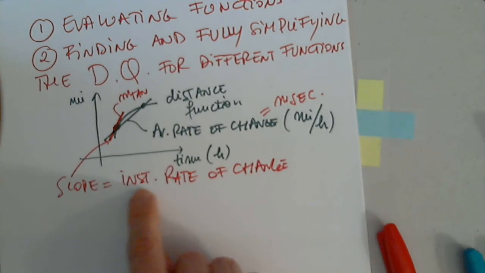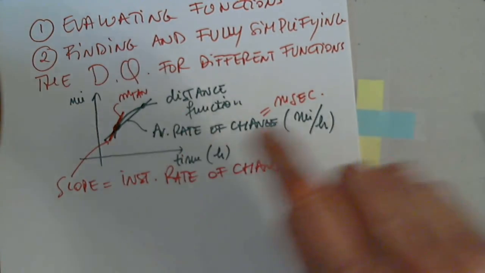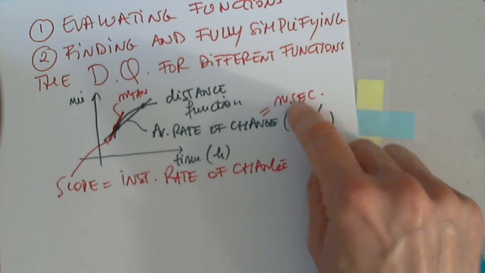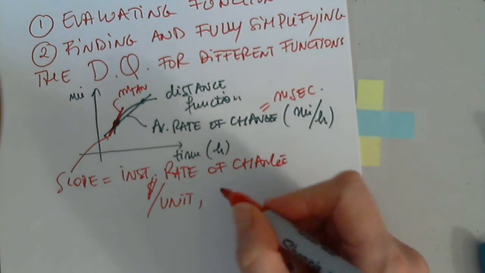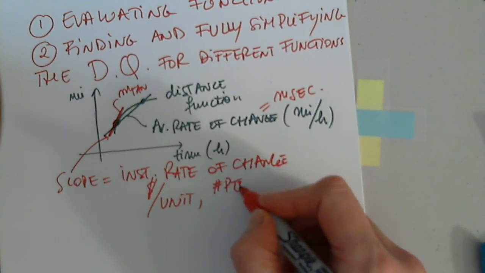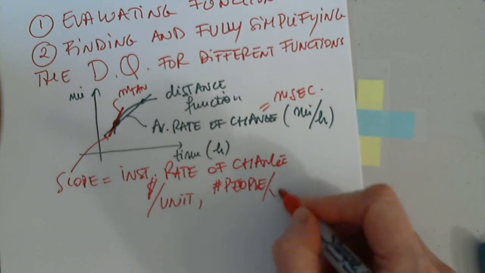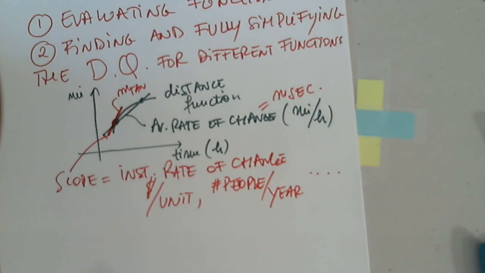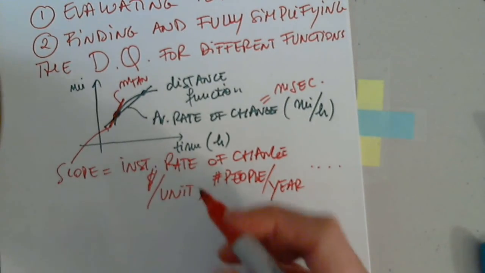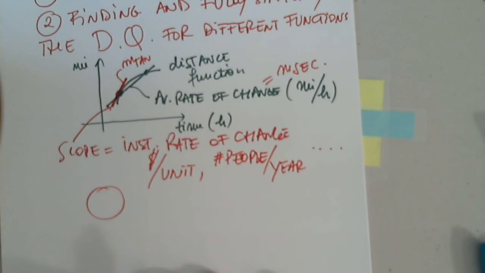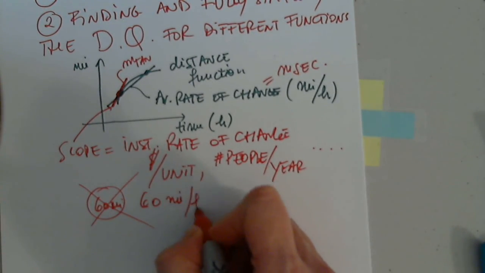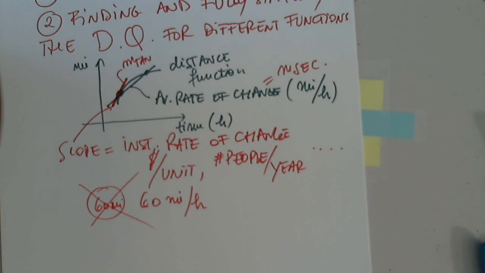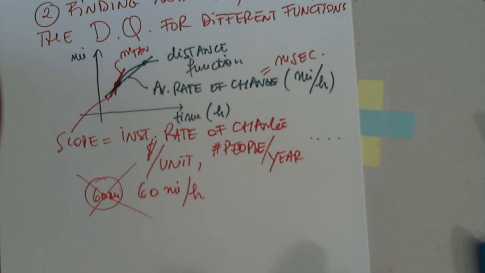Every average rate of change and instantaneous, if it's a rate of change, will always have 2 measurement units, blah, blah, blah, over blah, blah, blah. It can be dollars per unit. It can be number of people per year, and so on and so forth. Mandatory 2 measurement units. We see on the side of the road sometimes in certain states it says 60 miles. No, we're not driving at 60 miles. We're driving at 60 miles per hour. Okay.